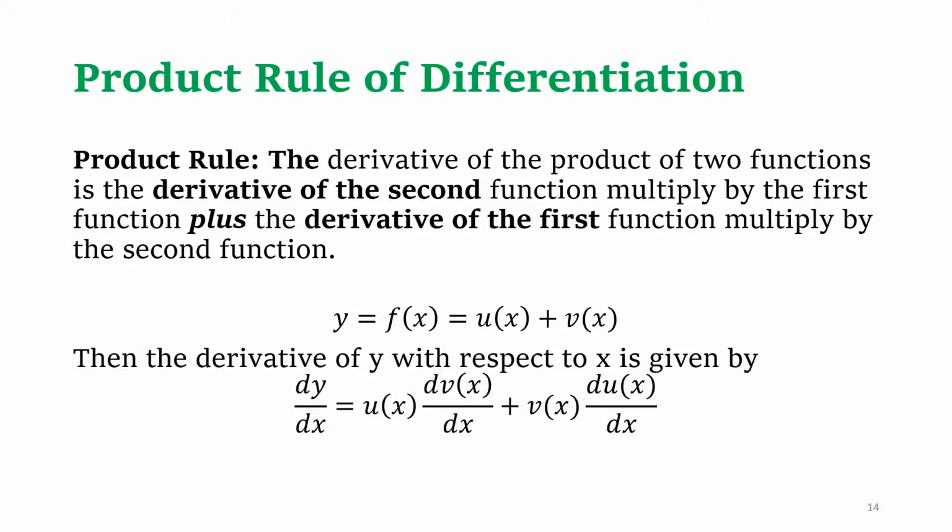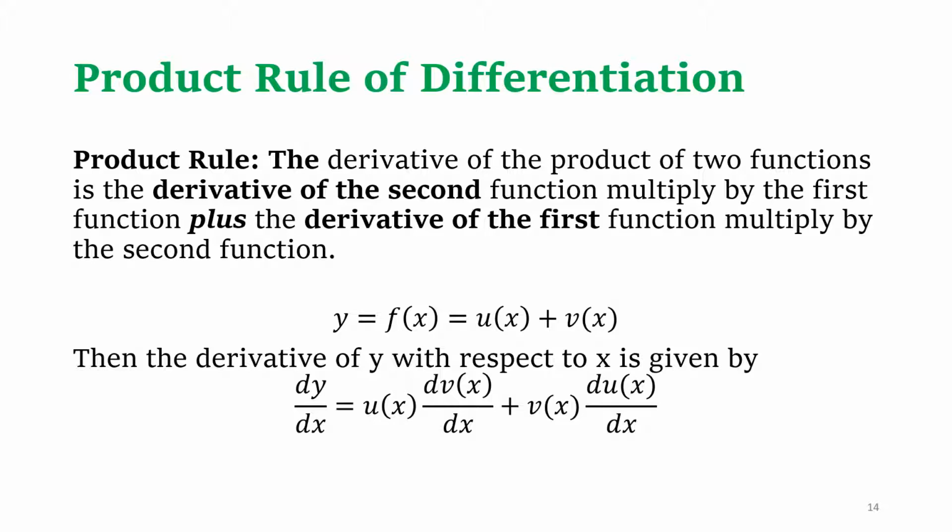If you have y equals u of x times v of x, first you take the derivative of the second function and then multiply by the first function. That's the first thing you have to do. And then plus, you take the derivative of the first. So it's a twist here.